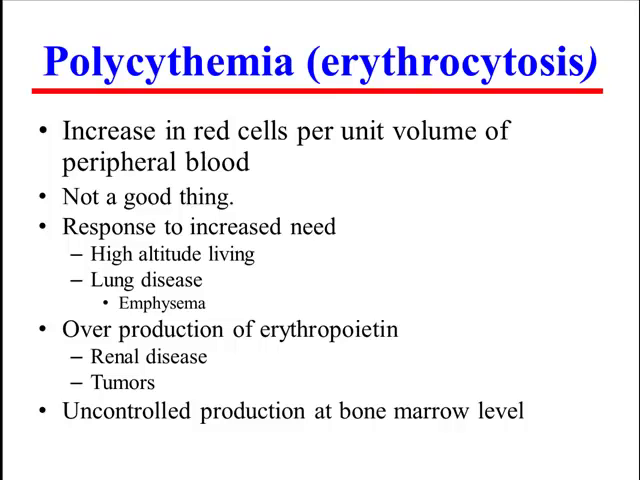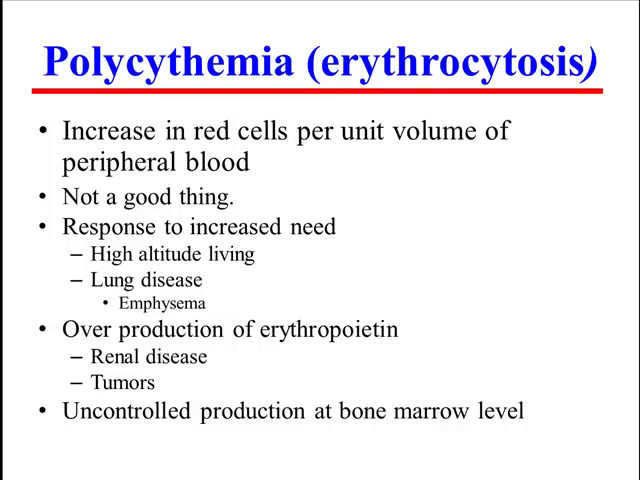Polycythemia. This is a condition in which there is an increase in red blood cells per unit volume of peripheral blood. So this is not a good thing. It's usually in response to an increased need, such as if you were living at a high altitude, or if you had lung disease such as emphysema.